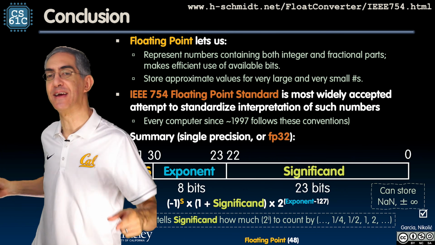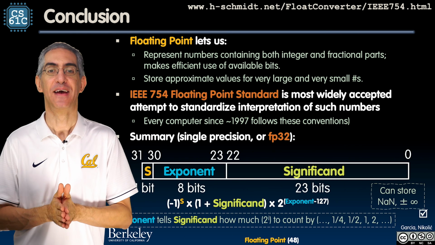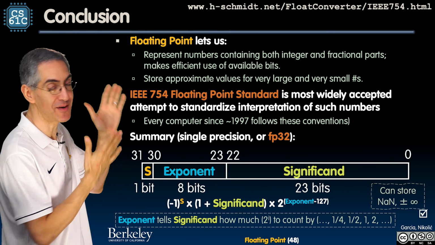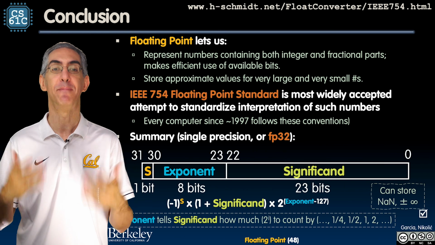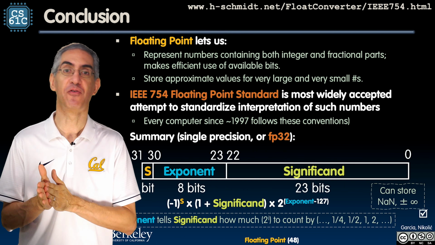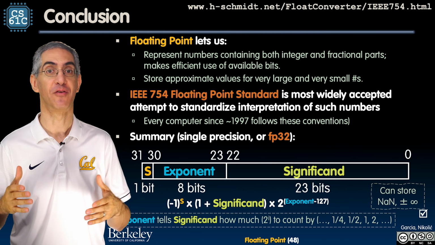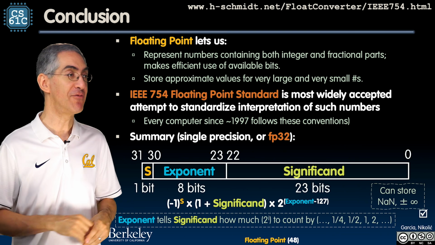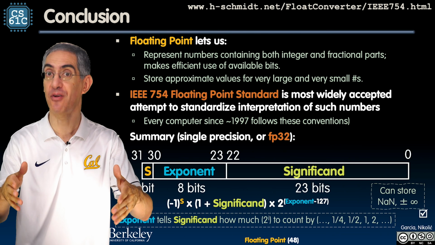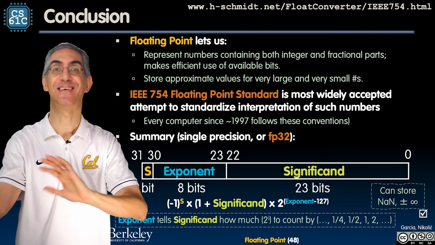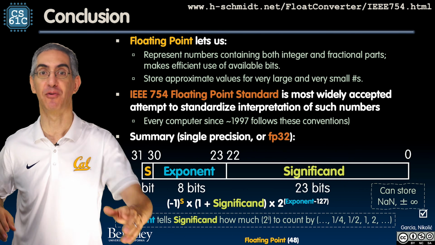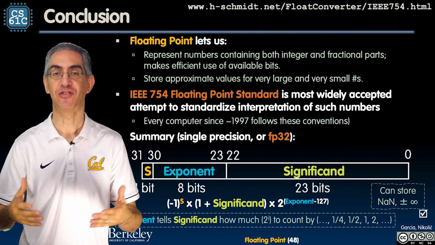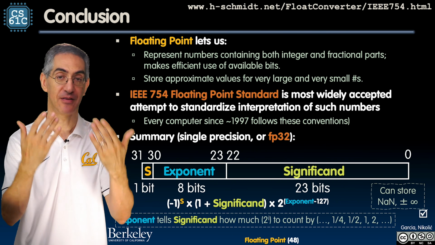In summary, last slide. Floating point lets us represent numbers containing integer and fractional parts. We can do big numbers, we can do small numbers. Amazing. The IEEE 754 floating point standard earned one of my colleagues a Turing Award, the Nobel Prize in Computing, for that work. Every computer since 1997 uses it. Before then, every company had a different way of doing it. HP was different from Apple, which was different from Intel. It was chaos. This floating point standard standardized everybody, and now we're all using it.